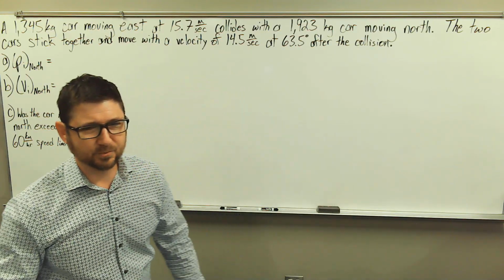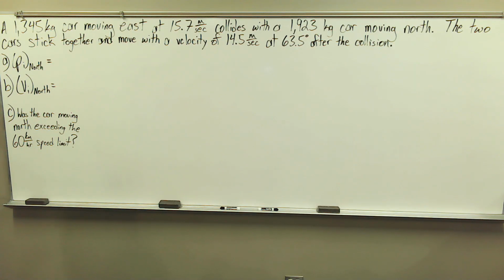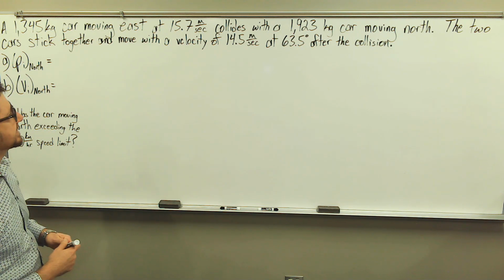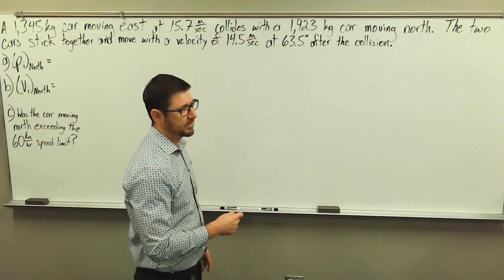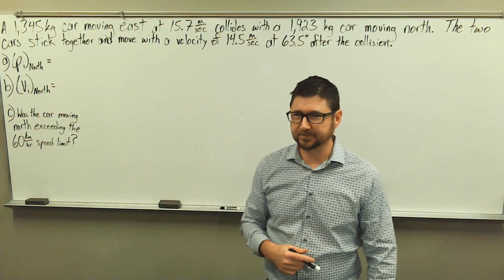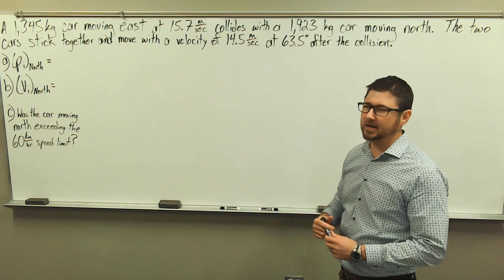A 1,345 kilogram car moving east at 15.7 meters per second collides with a 1,923 kilogram car moving north. The two cars stick together and move with a velocity of 14.5 meters per second at 63.5 degrees after the collision. So we have 3 things to take care of today.